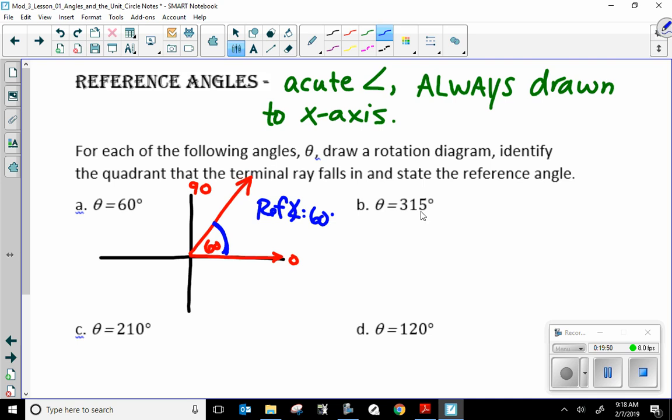I started to get ahead of myself because I got excited. But for each of the following angles, draw the rotation diagram, which we did. Identify the quadrant that the terminal ray falls in and state the reference angle. This is in quadrant 1. I just left that out. I'm going to say Q1, and the reference angle is 60. A is done. Let's do B.